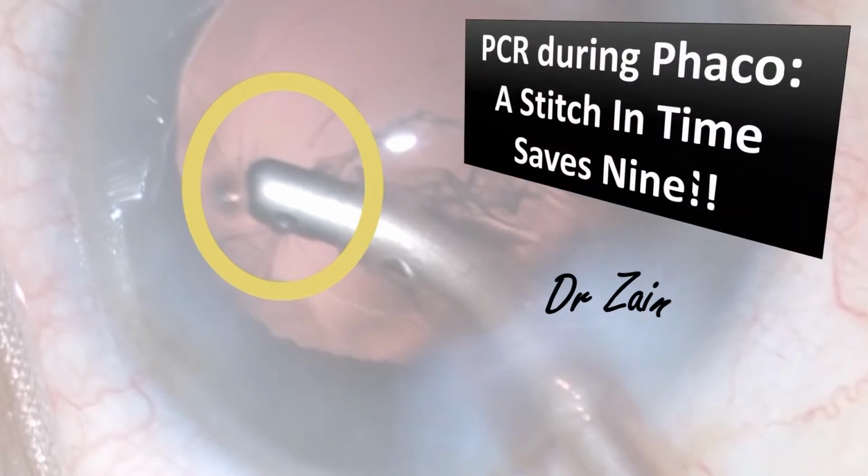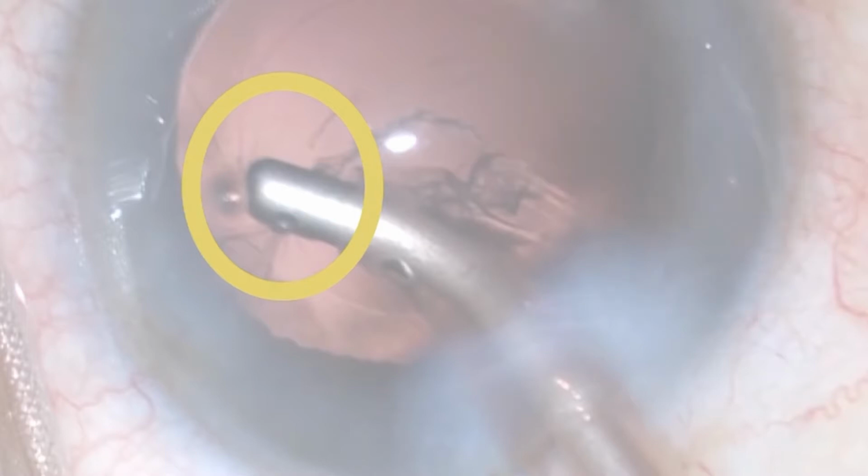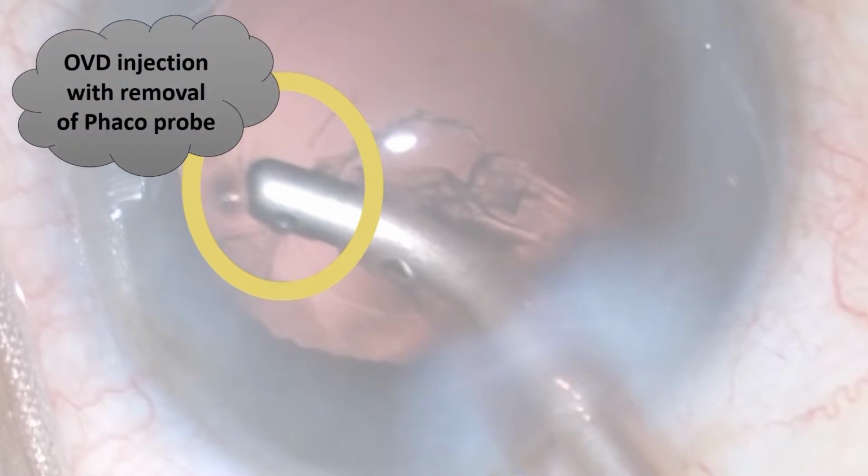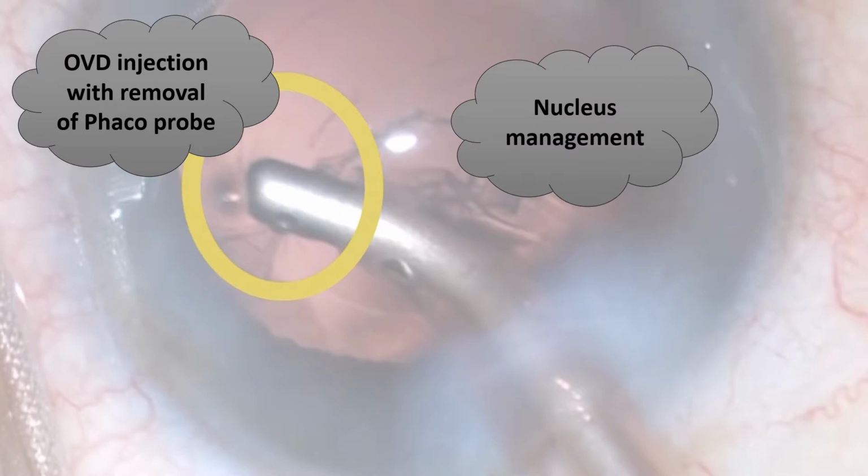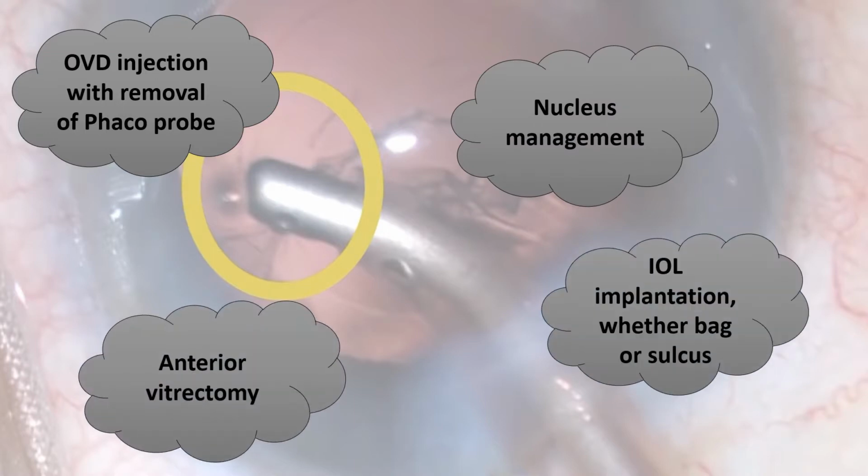PC rent management during phaco. A stitch in time saves 9. We all know the measures that need to be taken in order to prevent collateral damage when a PCR happens during phaco. OVD injection with removal of the phaco probe, nucleus management if present, a thorough anterior vitrectomy, and IOL implantation, whether in the bag or sulcus.